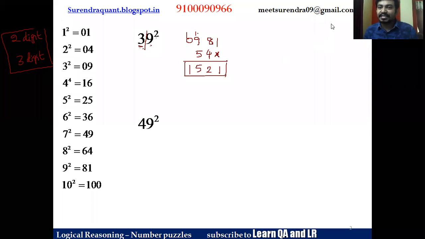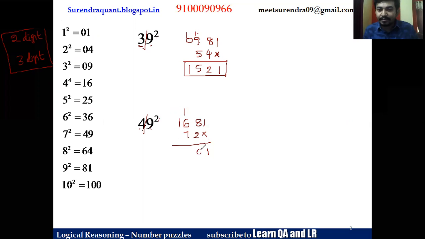Let's take the second example, 49 square, right? Friends, 4 square is 16, 9 square is 81. After doing this, leave the first space, then multiply. 4 nines are 36, 36 twos are 72. Now let us take the sum. 1 directly. 8 plus 2, 10, 1 carry, plus 0. 1 plus 6 plus 7, 14, 1 carry, plus 4 here. And 1 plus 1, 2. So 49 square is 2401.